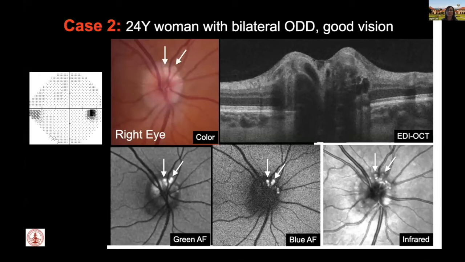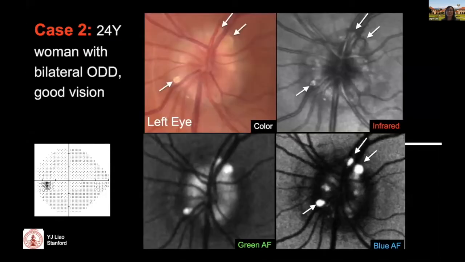So I want to show more pretty pictures of the images. Basically, there are some examples of side-by-side color imaging, green autofluorescence, blue, and then infrared. What you see are these punctate appearing protrusions on the optic disc itself. Here's another example of a case. You see these very bright spots, and that is easily seen on all the different modalities that are shown here.